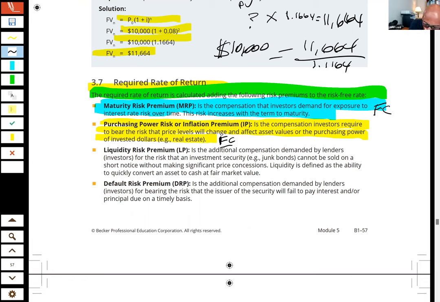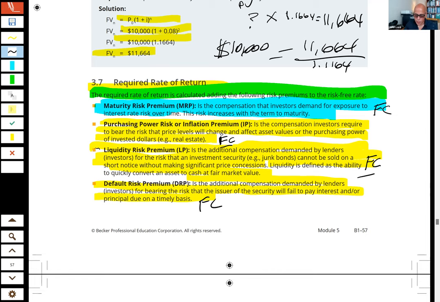But anyway, you come over and you take a look at liquidity premium risk, which is the additional compensation demanded by lenders for the risk that investment securities cannot be sold on short notice without making significant price concessions. In other words, as we saw, you can't really market the item appropriately to sell it off in an orderly market. And then default risk is the additional compensation demanded by lenders for bearing the risk that issuers of a security will fail to pay interest or principal due on a timely basis. So go ahead and flashcard those definitions.